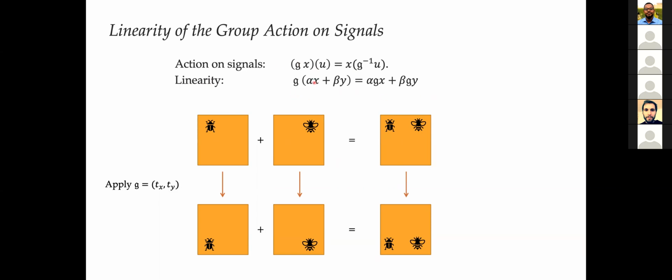What this means is if we have some linear combination of signals and we apply our transformation G to that, that should be the same as applying G to the individual signals and then linearly combining those signals. Here we have one signal, another signal, and their addition. If we go to the bottom of the figure, we apply a translation, in this case a vertical translation. Applying this vertical translation and then adding is the same as first adding the images on the top and then translating the resulting image. So you see that the action on signals is linear.